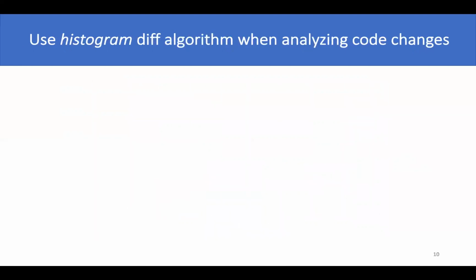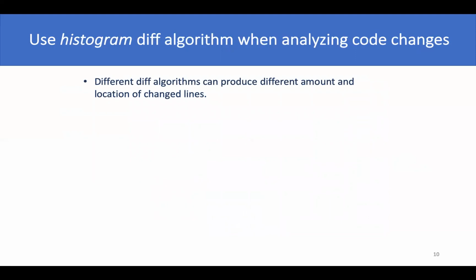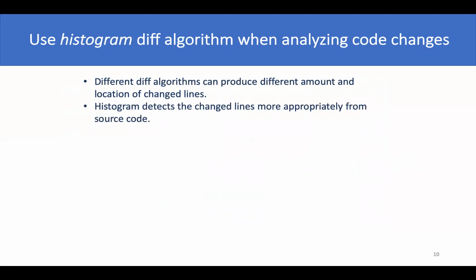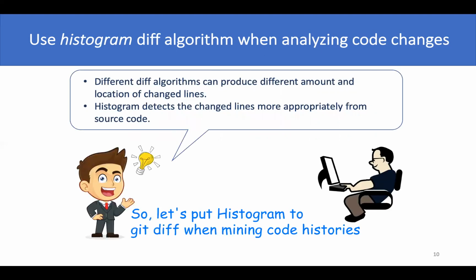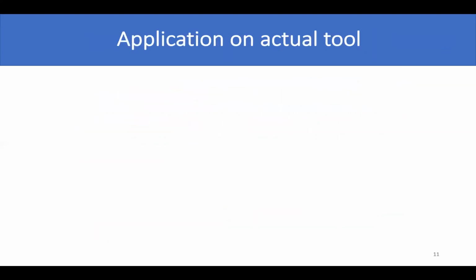Our quantitative analysis has shown that the different diff algorithms can report the different amount of change lines and identify different change locations. Our qualitative investigation reveals that histogram is better for describing code changes. Since diff is the fundamental tool for various software engineering tasks, considering the limitations and advantages of algorithms is important. Thus, currently we recommend using the histogram algorithm when analyzing code changes.